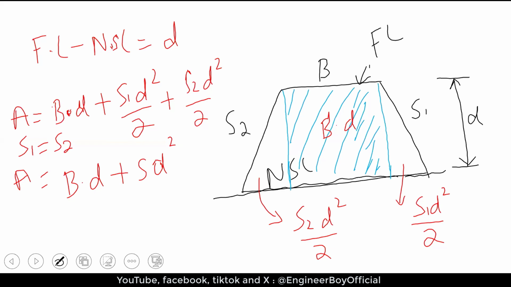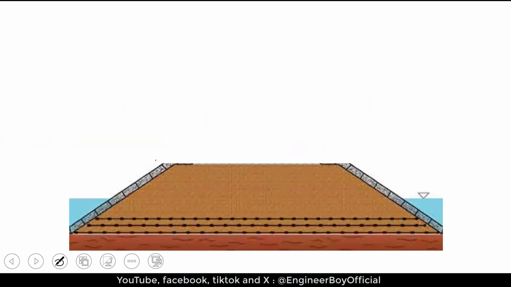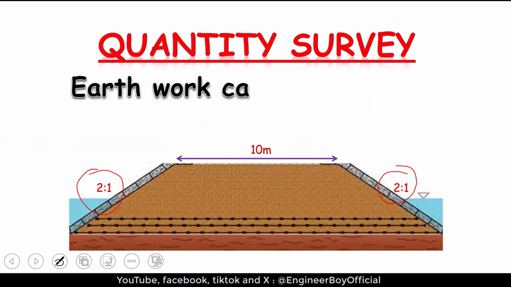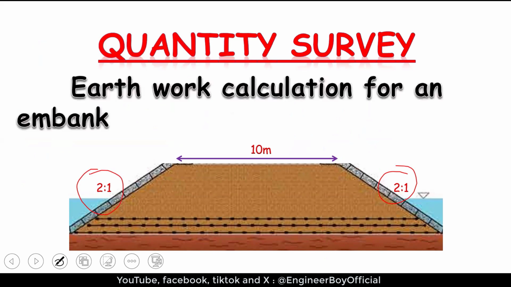Okay, we will just move ahead to the example. In the example, let's say we have this embankment, which is just 10 meters, and we are asked to determine the quantity, or maybe cut and fill, for the same embankment. As you can see, the side slopes on both sides are the same, 2:1.